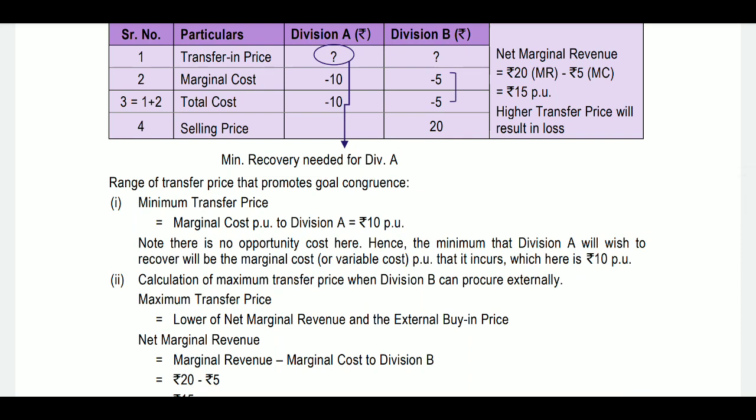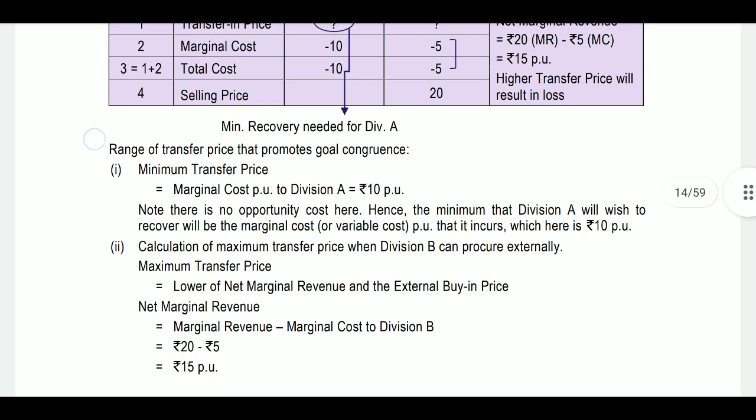For marginal cost, the minimum recovery needed for division A will be 10 rupees. The total cost for division B is 5, the selling price will be 20 rupees, and the net marginal revenue will be 20 minus 5, that is 15. A higher transfer price will result in a loss. Next, the range will be calculated to promote goal congruence. For a range we have a minimum and a maximum.